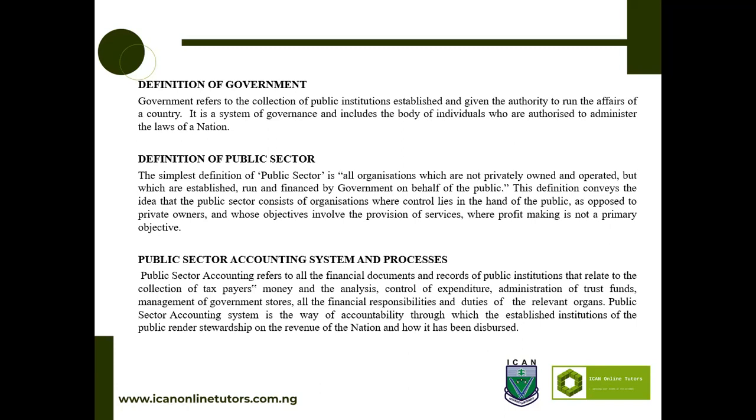What are the public institutions? We have the users, the primary and the secondary users, and how to run the affairs of the governments of a country. So it's a system of governance which includes a body of individuals who are authorized to administer the laws of a nation.